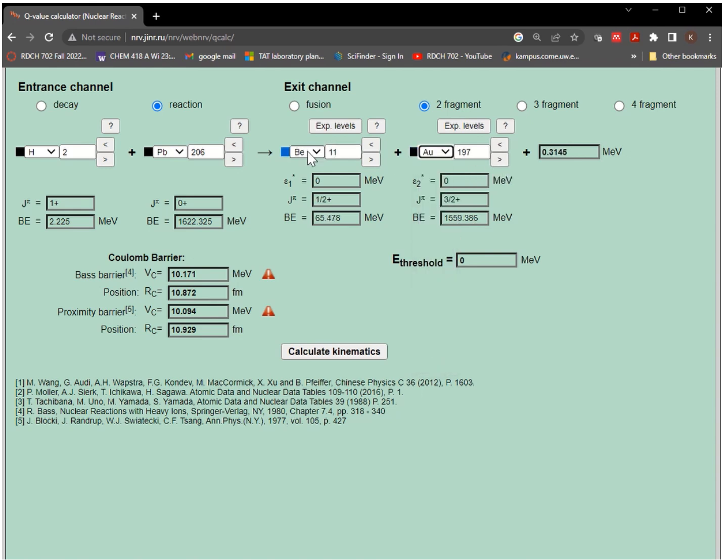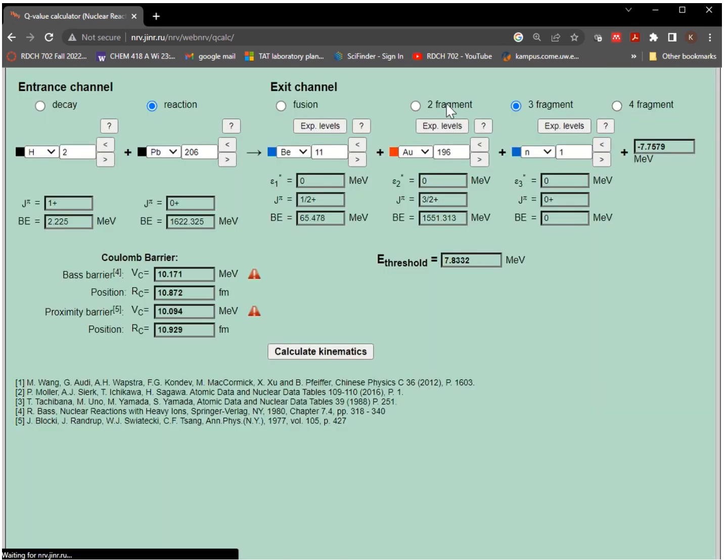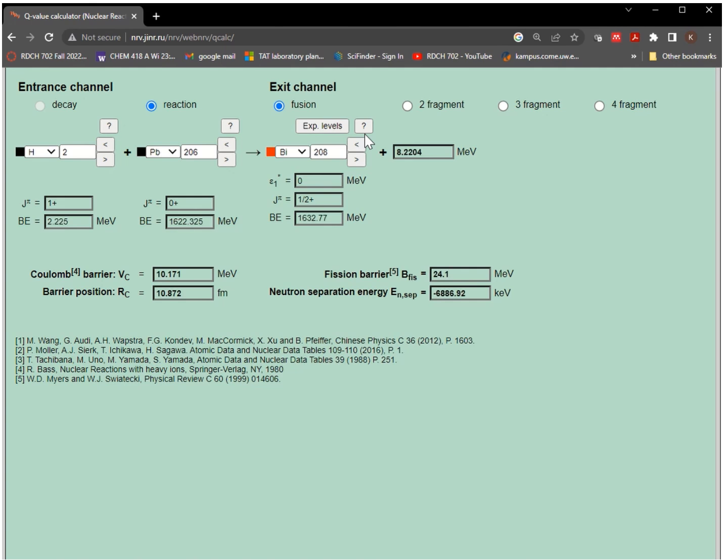And beryllium-11. And here's the Q value. This site we could do 3 fragments or 4 fragments. We can also do a fusion reaction. So both these sites can be used during the course. The means of doing the calculations were previously discussed, but any time a question is related to Q values, please feel free to use this material, either of these sites, during the course.